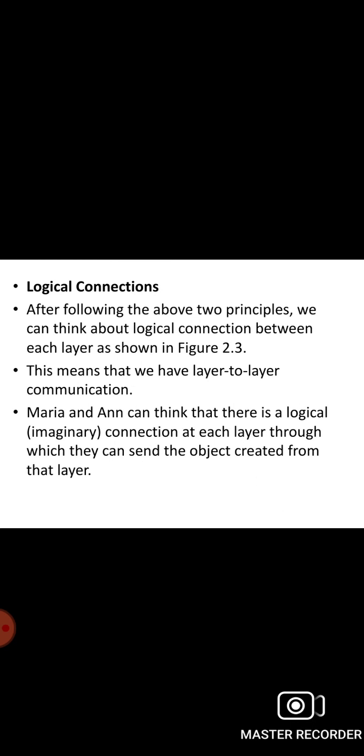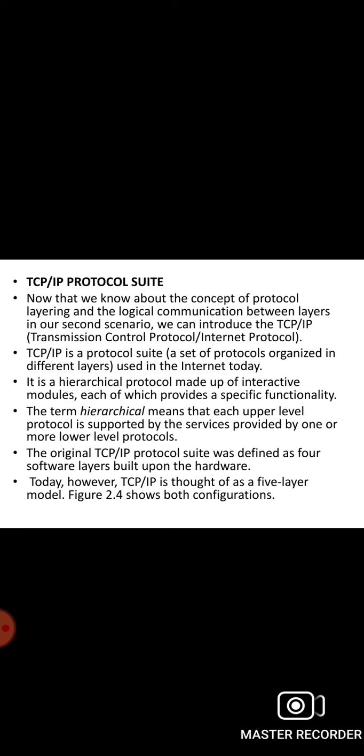And after following the above two principles, we can think about the logical connection between each layer. This means that we have layer-to-layer communication. Maria and Anne can think that there is a logical or imaginary connection at each layer through which they can send the object created by that layer. So this is how protocol layering works.